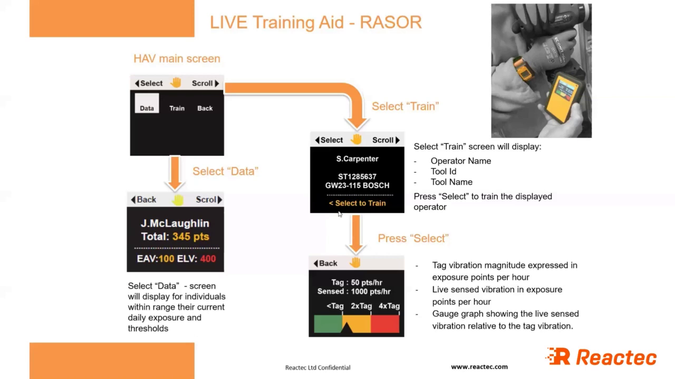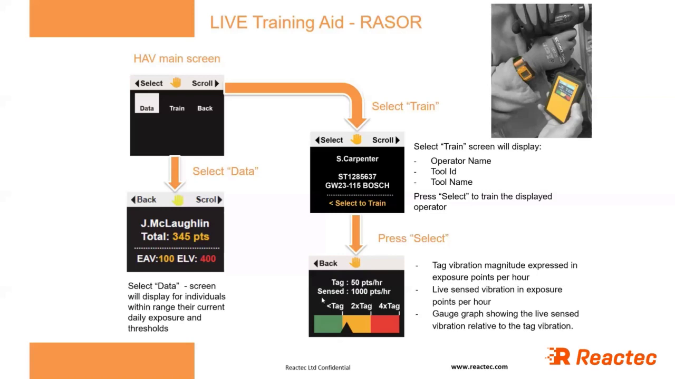So if you then use the left-hand button to select the train screen, you will then see a visual here which shows you the tag value. Now this will be a fixed number. It's based on the vibration magnitude that's been programmed into the tool tag. So if the tool tag were programmed with 5 meters per second squared, you would see a value of 50 points per hour. So it shows you the exposure rate based on the vibration magnitude, which we believe is an easier way to interpret it than vibration magnitude.